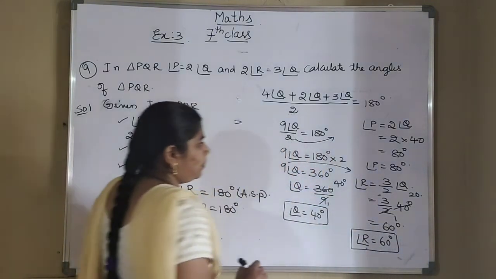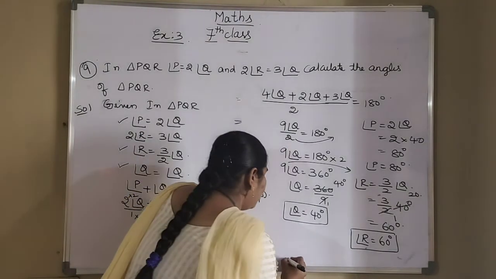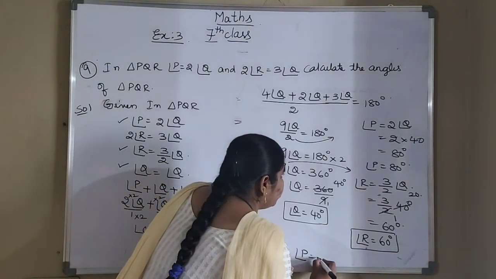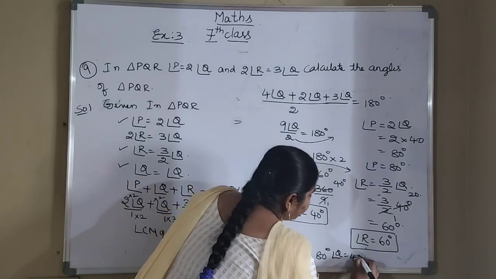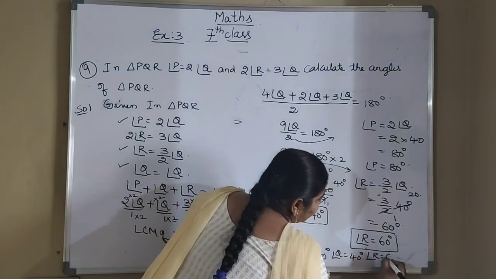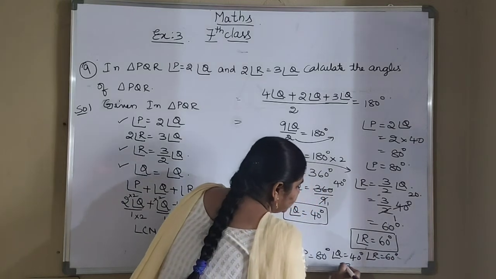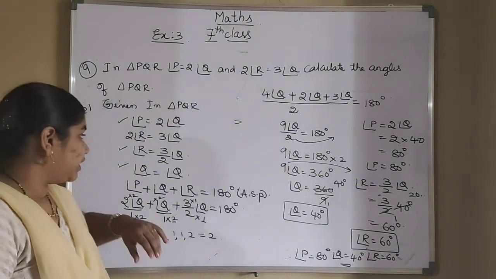So what are the angles P, Q and R? Therefore angle P value you got as 80, angle Q value is 40 degrees, angle R value is 60 degrees. So this is our solution. So once again, you see this.